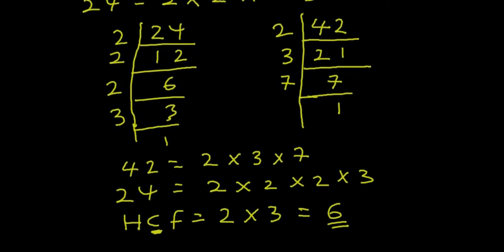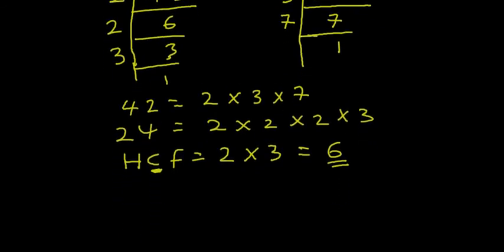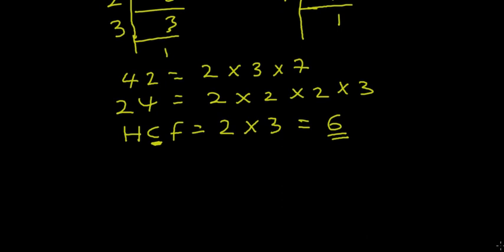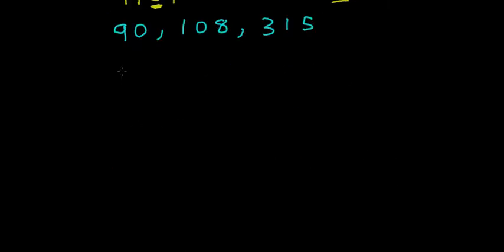You can try out examples like this on your own. No, wait, before we go on, let's try an example of finding the highest common factor for more than 2 numbers, like this. Let's try out the highest common factor for 90, 108 and 315. Okay, let's try this out.